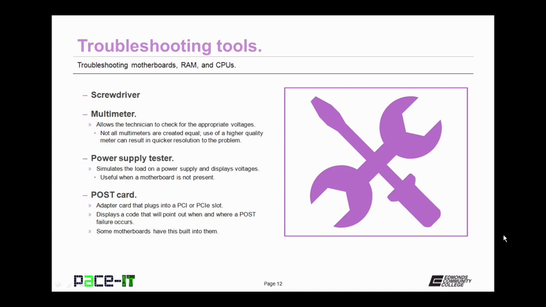A postcard is another handy addition. It's an adapter card that plugs into a PCI or PCIe slot. It displays a code that will point out when and where a post failure occurs. Some motherboards have postcards built into them, but not all of them. And you might want to consider getting one so that you can learn the codes and be familiar with them.